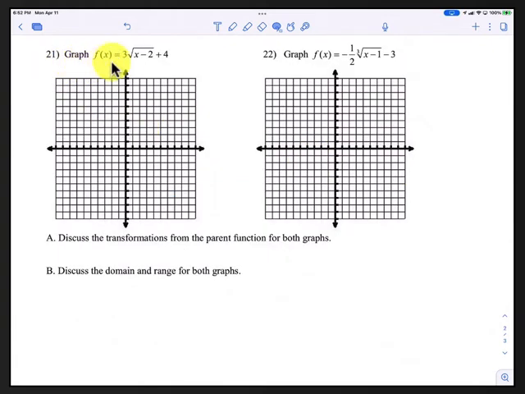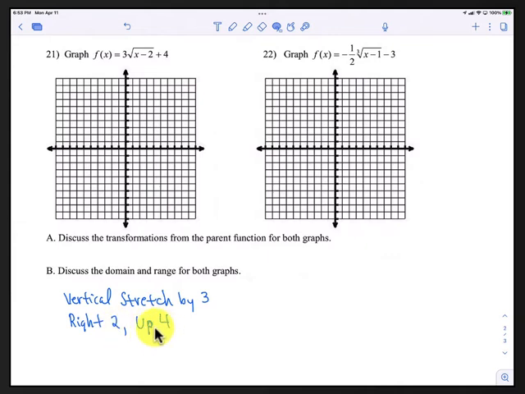And number 21, we have a square root function that has been transformed. All right, first let's talk about the transformation. The 3 in front causes a vertical stretch by a factor of 3. And then the x minus 2 moves it to the right 2 units, and the +4 moves it up 4 units. So to the right 2 and then up 4.